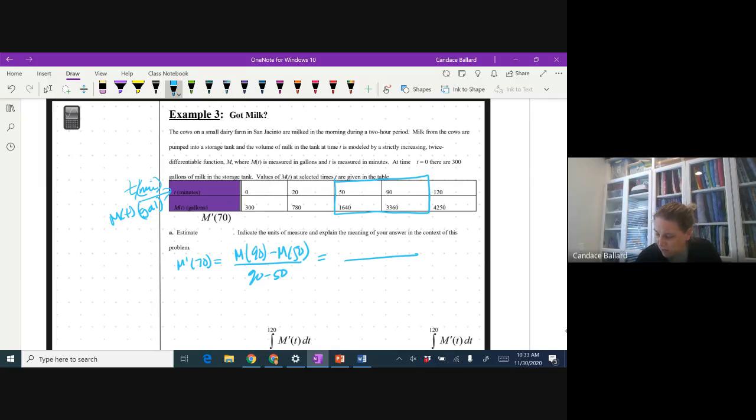So the y value at 90 is 3,360. The y value at 50 is 1,640. 90 minus 50 is 40. All right, when I hit buttons on the calculator, I got that this is 1720 over 40, which actually comes out nice to 43. What should my label be on this? Tell me in the chat, what do you guys think the label should be?